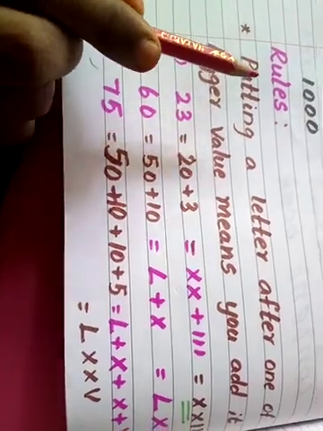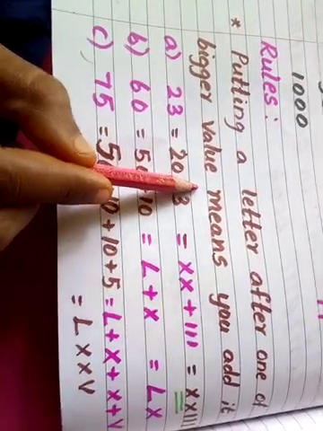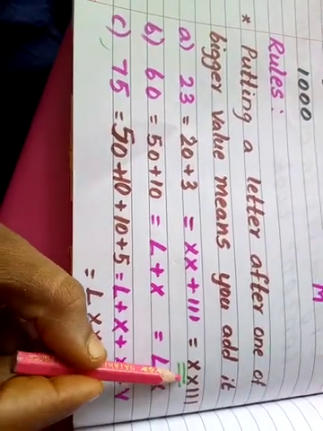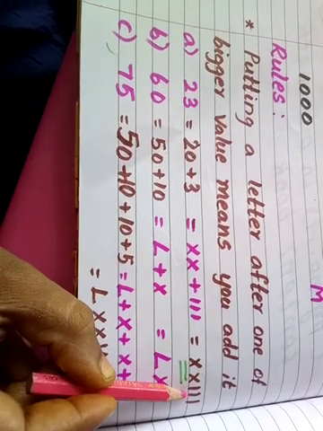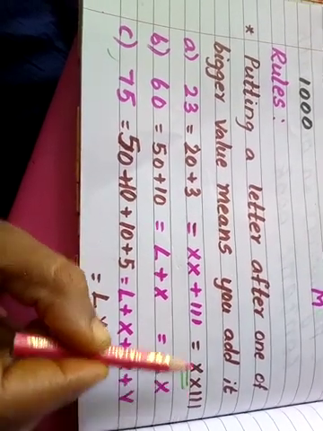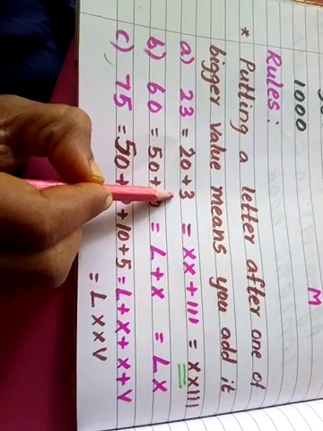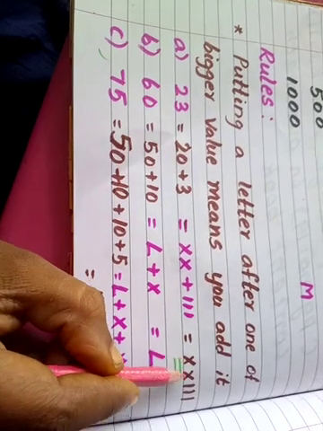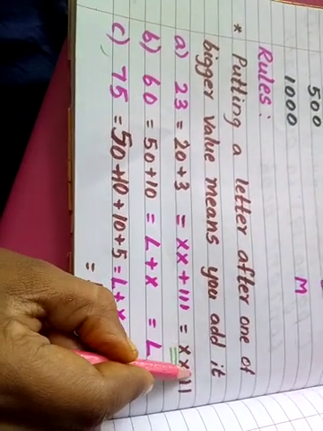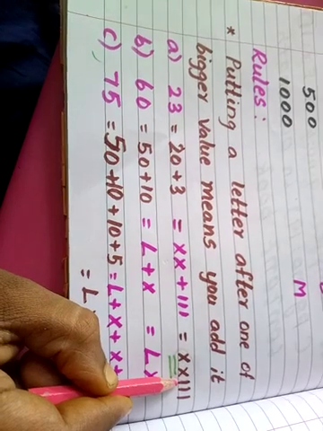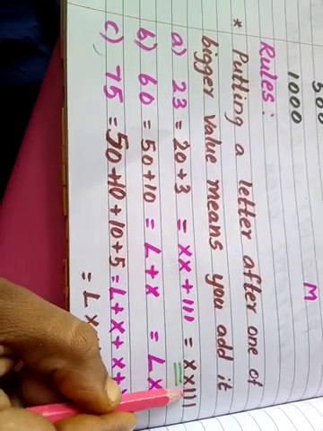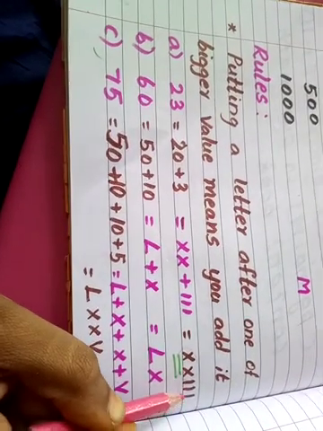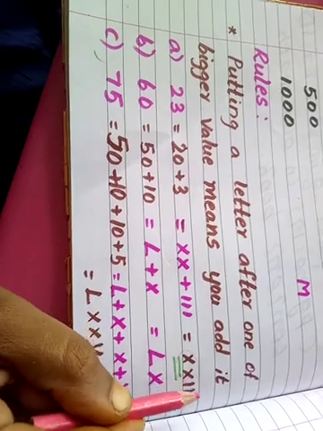Here is another one. Putting a letter after one of bigger value means you add it. For example, 23. The Roman numeral for 23 is XXIII. Okay, how do I get this? That is 20 plus 3 is 23, right? So I am adding 3 to 20. So I already said 20 is XX. To this 20, I am writing 3 just after that. That means this 3 I am adding to 20. So to any bigger value, I write a smaller value after that. That means you are adding it.